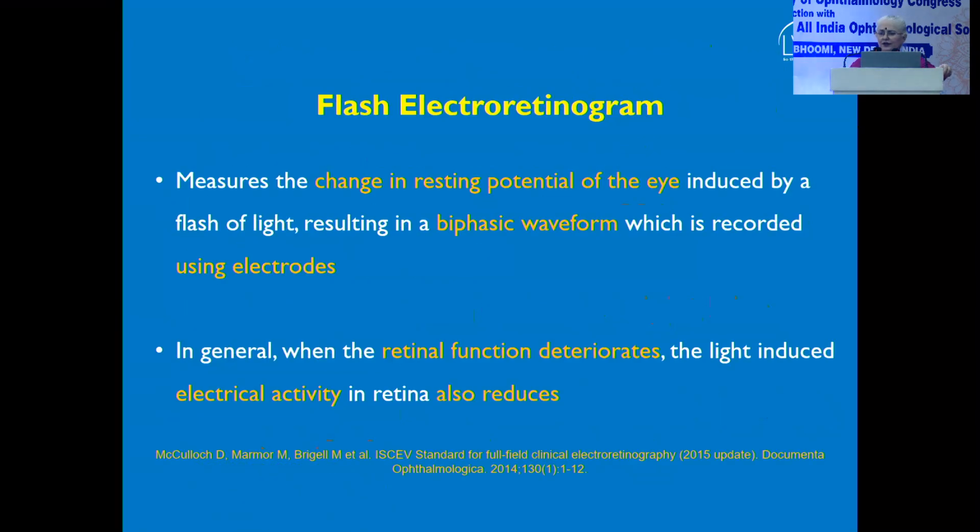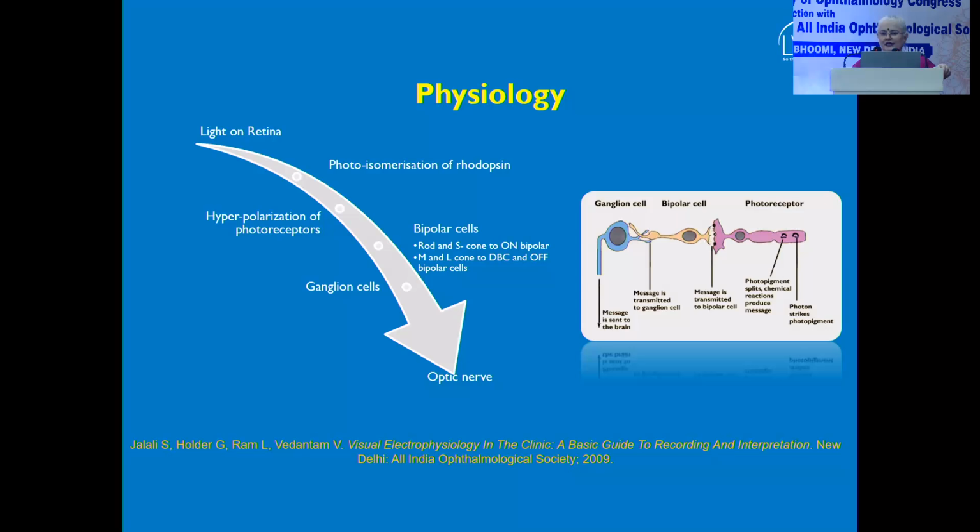So the flash electroretinogram, where we put a flash of light and then record the responses by electrodes, it measures the change in resting potential of the eye. So normally the eye has some electrical potentials because there are bicarbonates, chlorides, potassium, sodium out there. But when the light falls on the photoreceptors, then there's a change in this resting potential, and that is what we record from the electrodes. In general, it's good information that whenever the retina deteriorates, the electrophysiology also deteriorates to a very large extent.